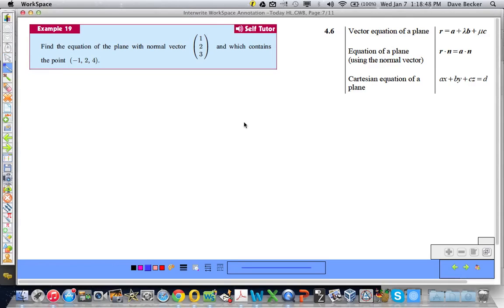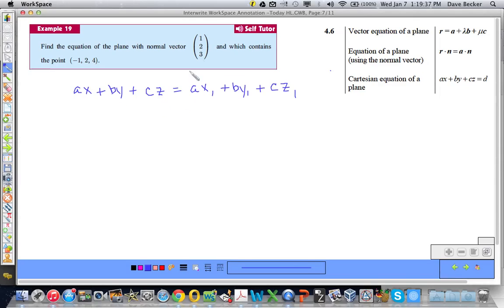So from our formula sheet and from what we've learned, I'm going to go with the Cartesian equation of a plane. I'm going to write it out like this: ax plus by plus cz is equal to the constant d. I just want to remind you that that constant d comes from a known point on the plane. This x, y, and z represents all points on the plane, and this is a known point on the plane.